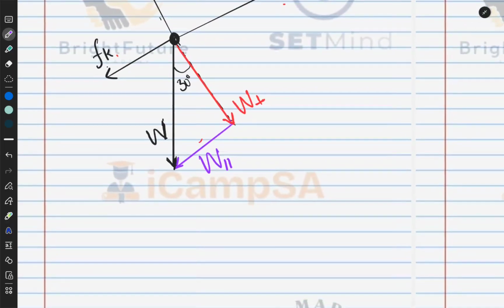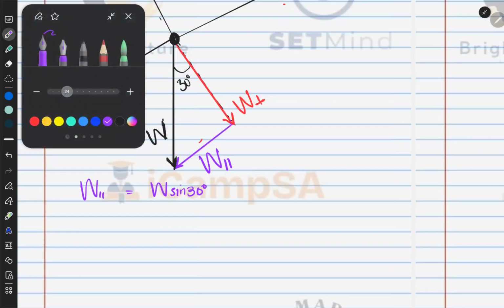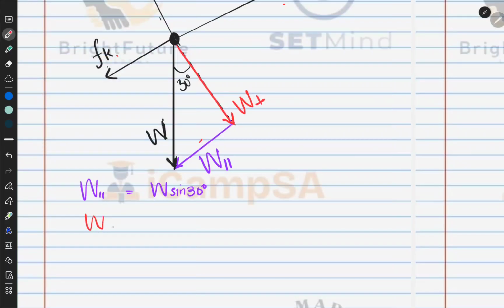So for weight parallel, we say it is weight times sine 30 degrees, while for weight perpendicular, if you remember how we resolve vectors, it's just the same thing. Nothing has changed. You can check our other video where we focused on resolving vectors if you don't understand where we get these cosines and sines. Cos 30 degrees. Okay, so this is what it would look like.